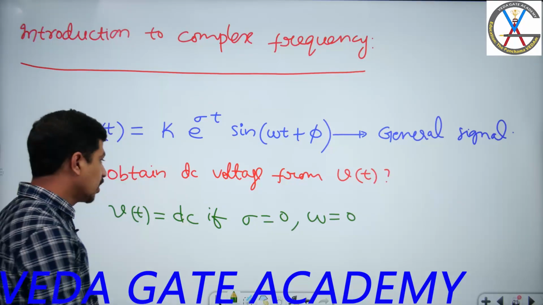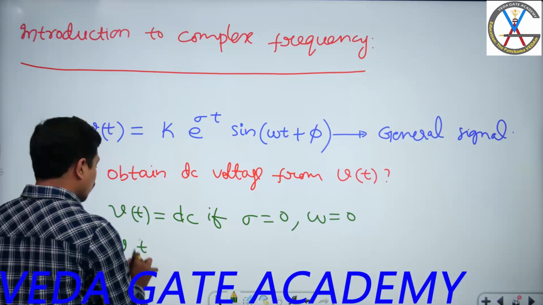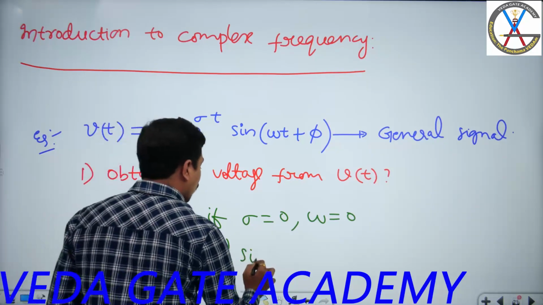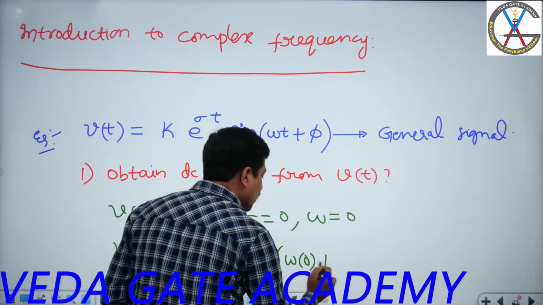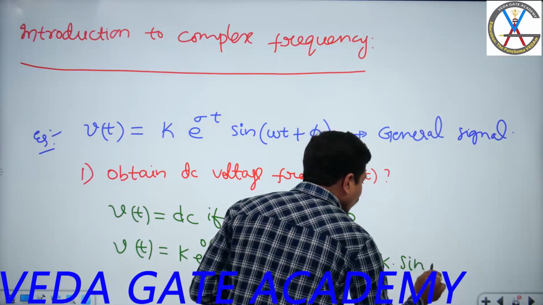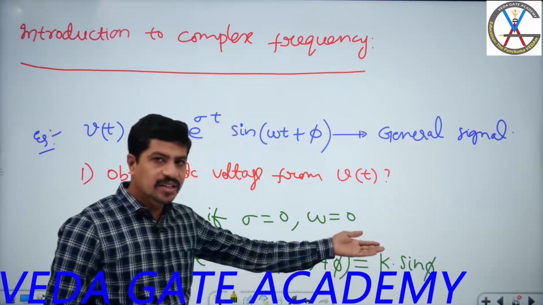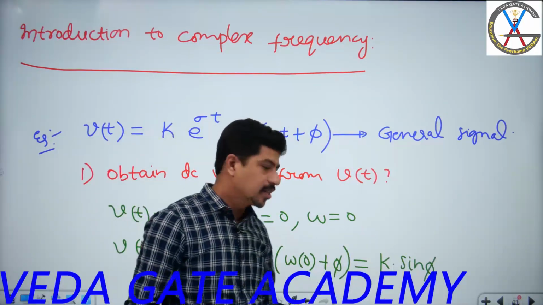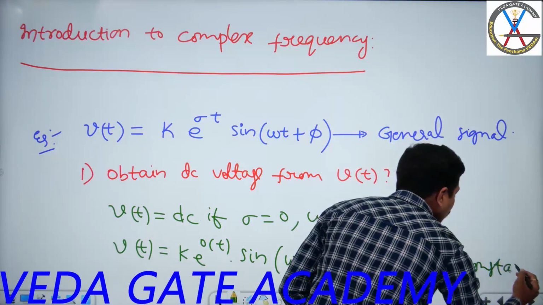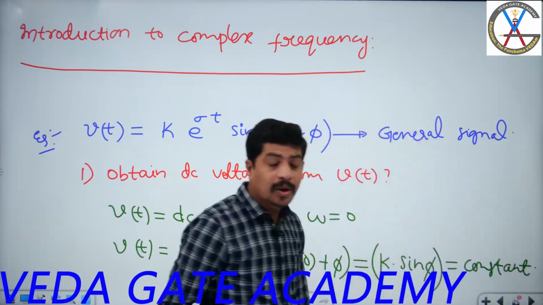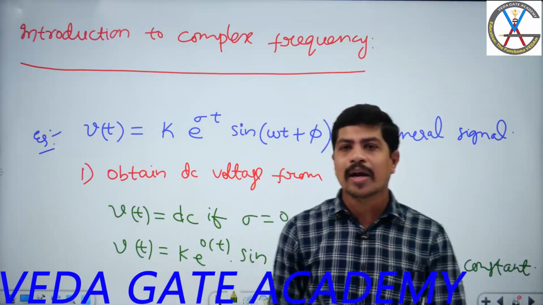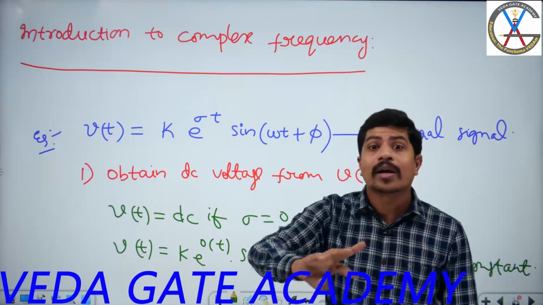Check it. If sigma is equal to 0, what is V of t? V of t is equal to k into e power 0 into t, into sine of omega into 0 plus phi. What is this? K into sine phi. Phi is a value, so it may be 30 degrees or 60 degrees or 120 or 180, whatever it is. K into sine phi is a constant. We obtained DC signal if we substitute sigma equal to 0 and omega equal to 0 in this general signal.